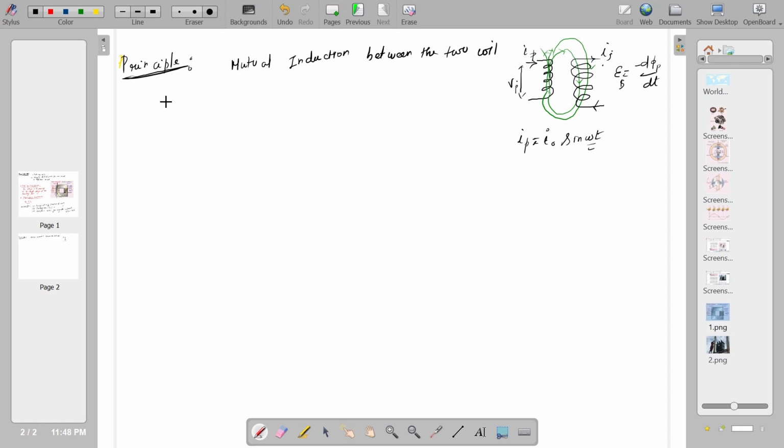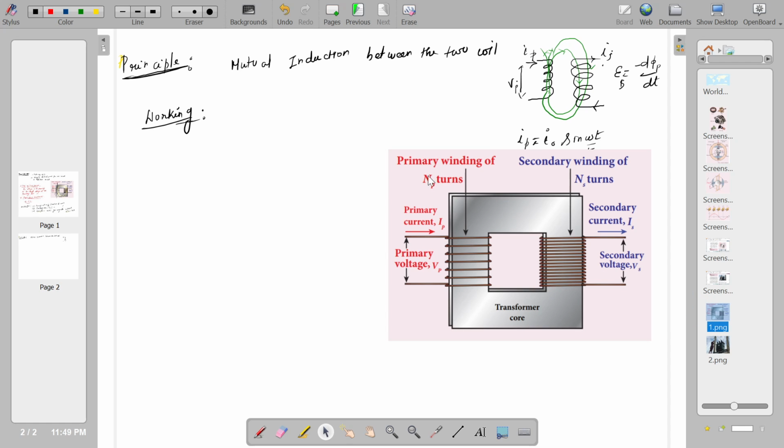Now we can ask one question: what is the working? This is the principle. Now how will it work? How can we take the output? What are the benefits of this transformer? This is what we are going to see. Suppose the primary coil is connected to a source of alternating voltage. Just take this picture once again. Here we have the picture. This is the primary coil, connected to some alternating voltage source.